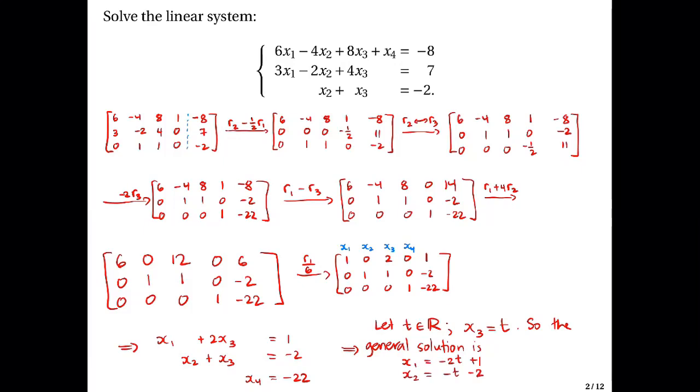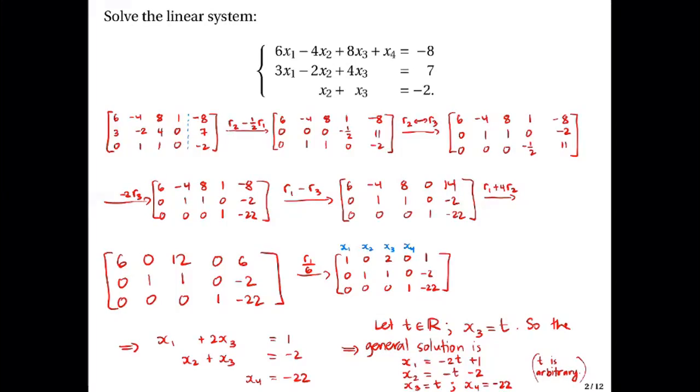Okay. We have x sub 3. This is equal to t. And then we have x sub 4. This is equal to negative 22, where t is arbitrary here. Okay. T is arbitrary. Okay. Any questions?